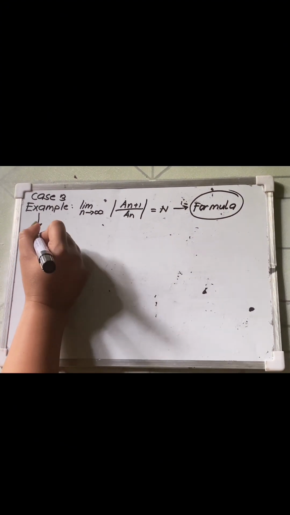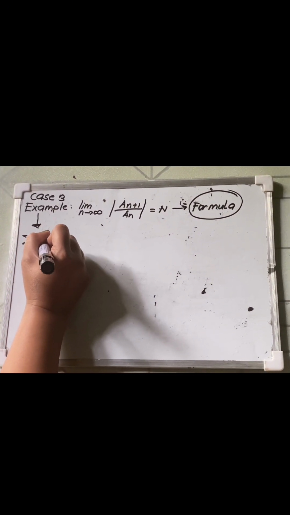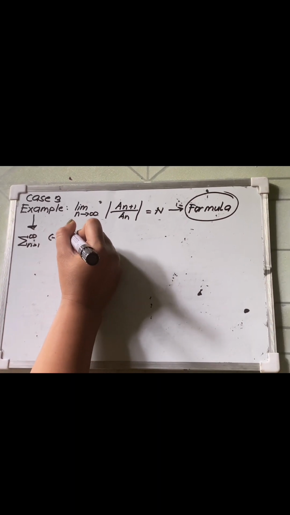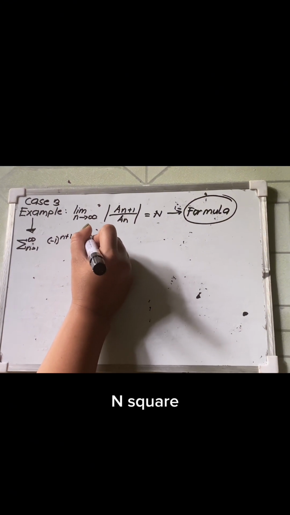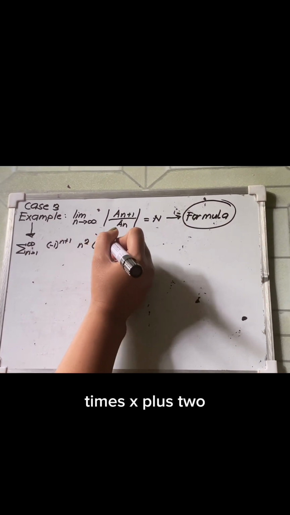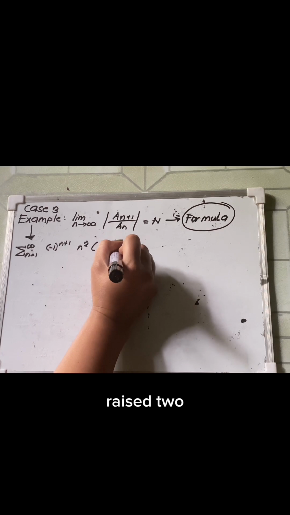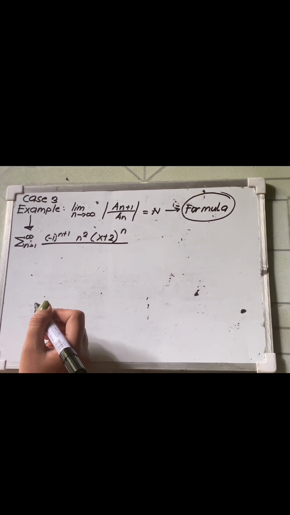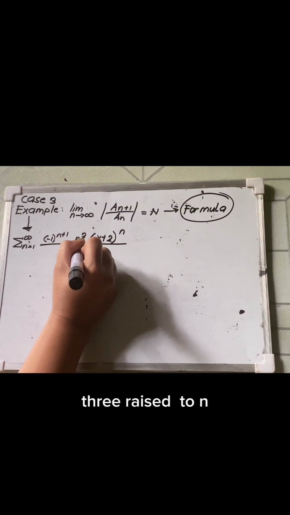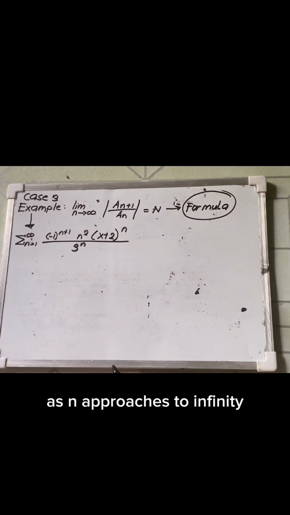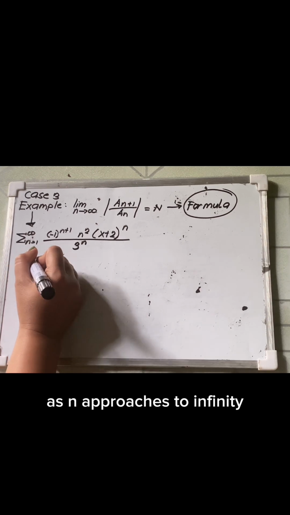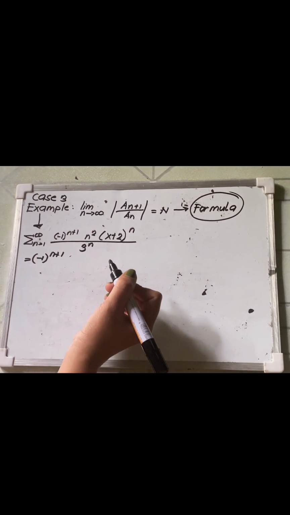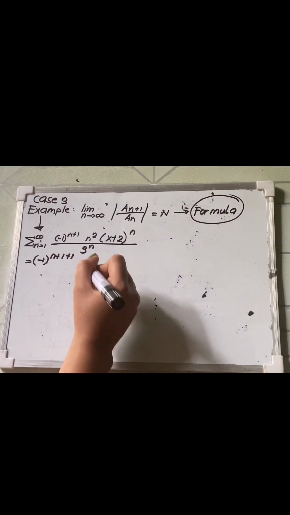So here is the example. Summation of negative 1 raised to n plus 1 times n squared times x plus 2 raised to n all over 3 raised to n, as n approaches infinity. So apply the ratio test to the given problem.